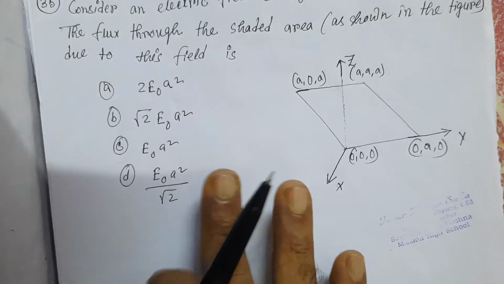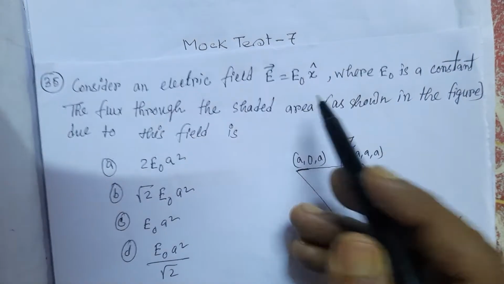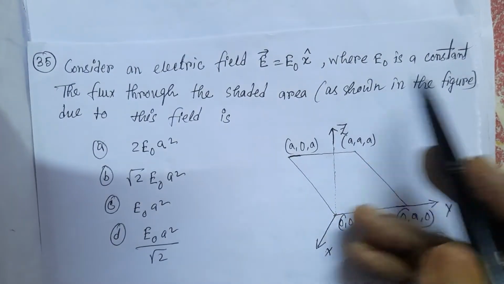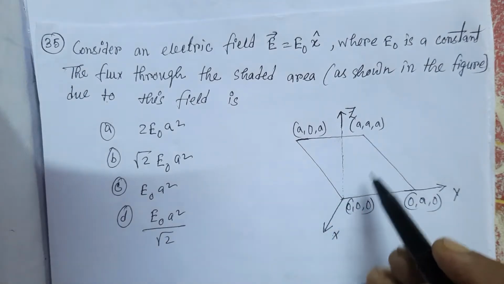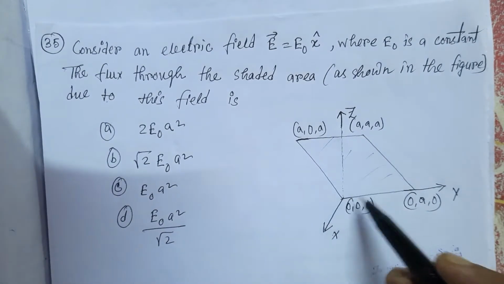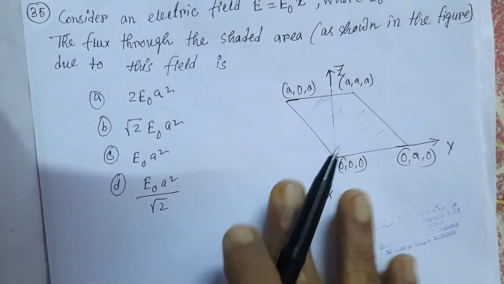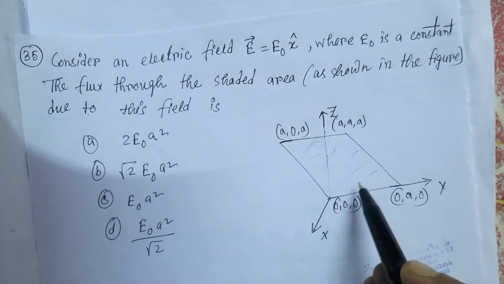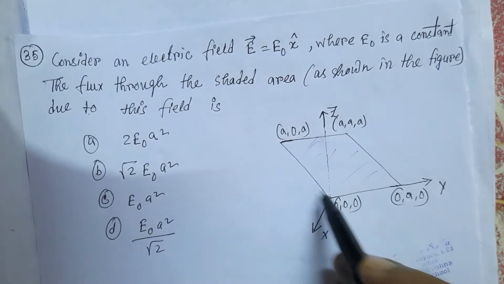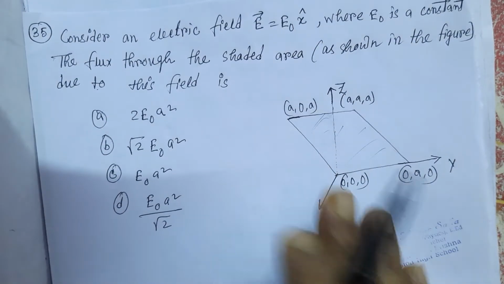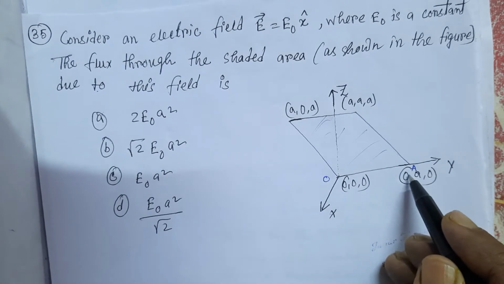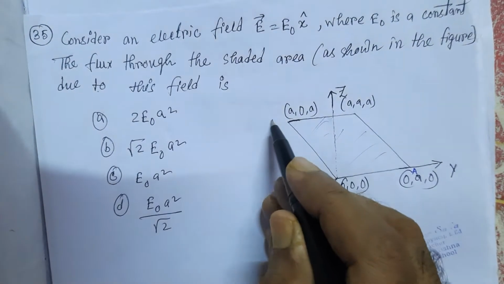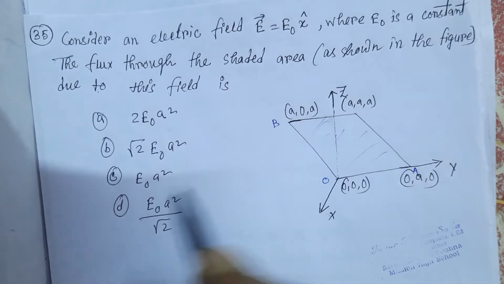In question number 35, we see that consider an electric field equals E0 into x, where E0 is a constant. The flux through the shaded area, here in this shaded area we have to calculate the flux through the area. So what to do? Field intensity is given, so we have to calculate the area of the parallelogram here. Now we consider it as the point A having coordinate 0, A, 0, and this is B having coordinate A, 0, A.